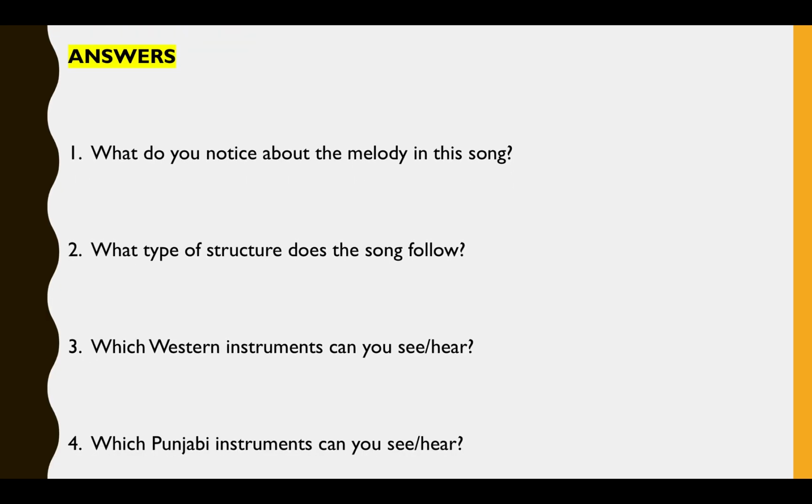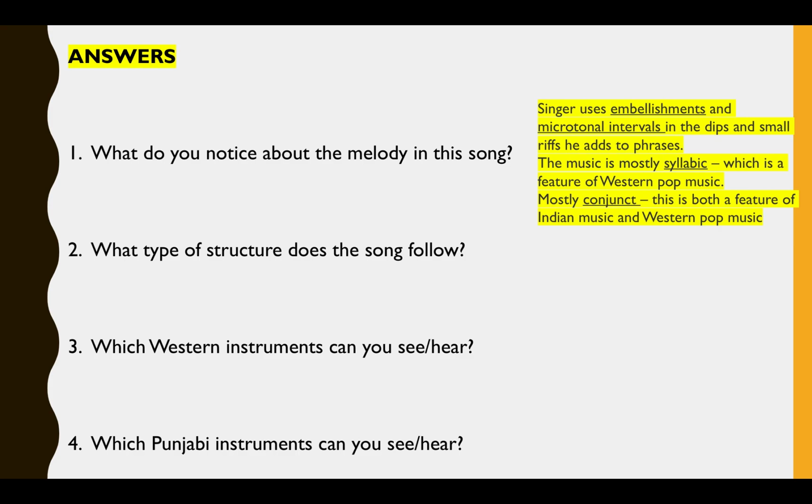These are the things that I noticed about the melody in this song. The singer uses embellishments, microtonal intervals, in those dips and small riffs that he adds at the end of phrases. The music is mostly syllabic, which is a feature of Western pop music. So it goes, she's out of reach. That's mostly syllabic, mostly one note per syllable. It's mostly conjunct, like in the bit that I just sang. She's out of reach. That's moving in steps. There's no big leaps there, and this is both a feature of Indian music and Western pop music.